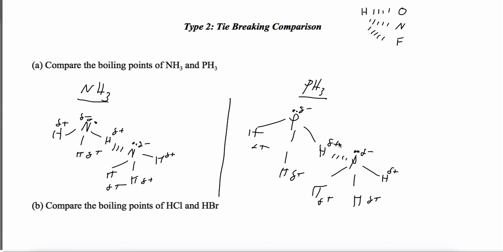Okay. Now these are both polar. So on first glance, we have a tie-breaking comparison because they're both polar. They both have dipole-dipole intermolecular forces. Well, which one has a higher boiling point? If you notice there, that is a type of dipole-dipole bond called a hydrogen bond. So although they both have dipole-dipole bonding, NH3 has a higher boiling point because it exhibits hydrogen bonding. And I'm just going to let you write this one out.